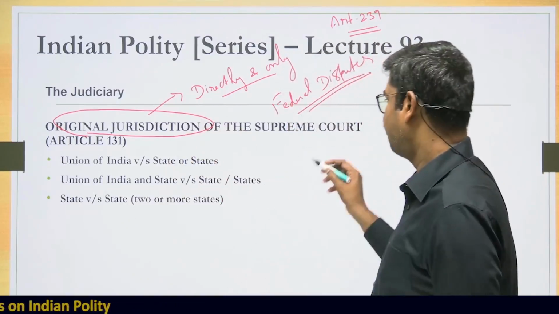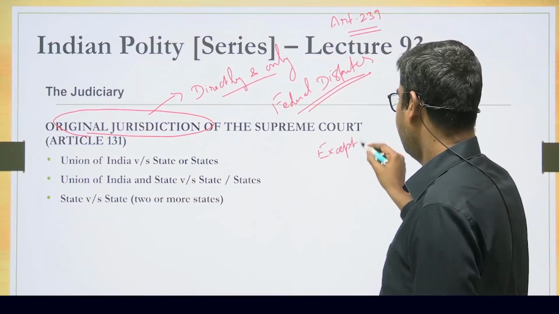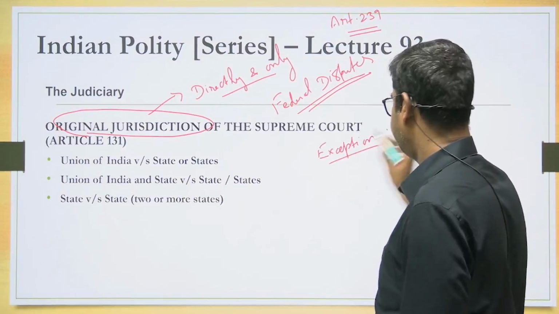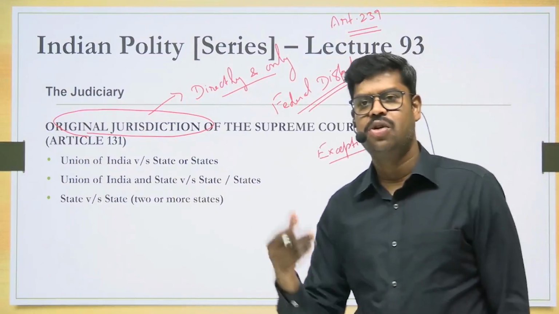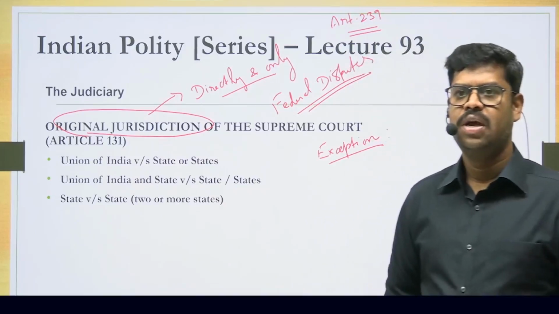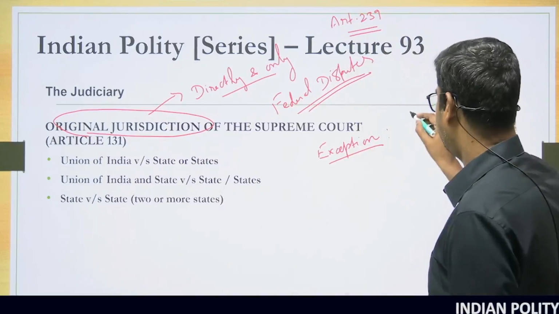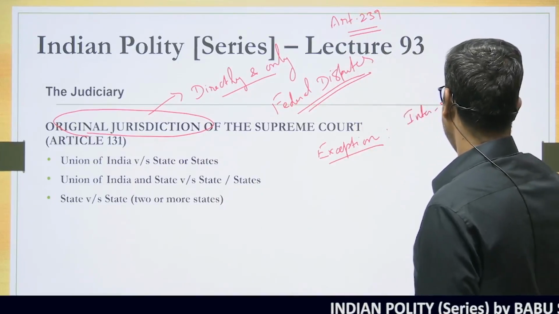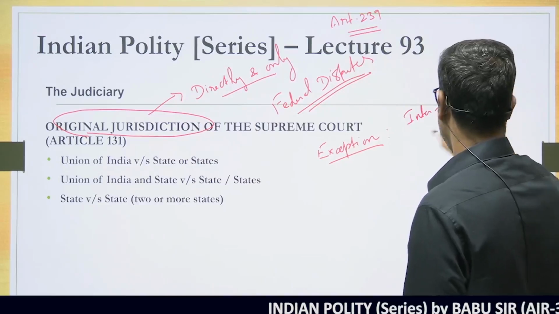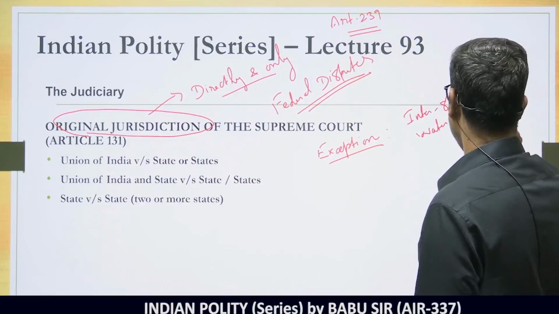But however, there are a few exceptions to this. What are the exceptions? Even though there are federal disputes which shall normally go to the Supreme Court, in one particular federal dispute, for example interstate river water disputes, you might have heard of them. That is a dispute between two or more states with regard to sharing of the river water.